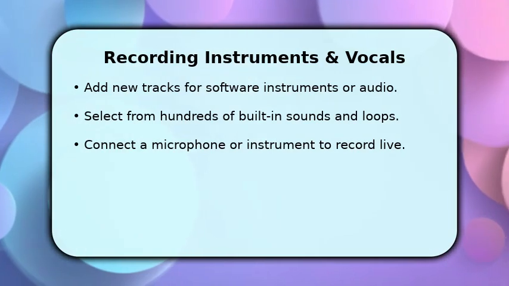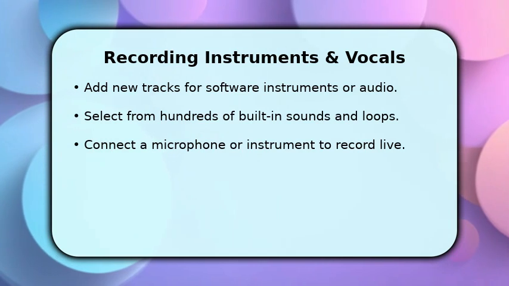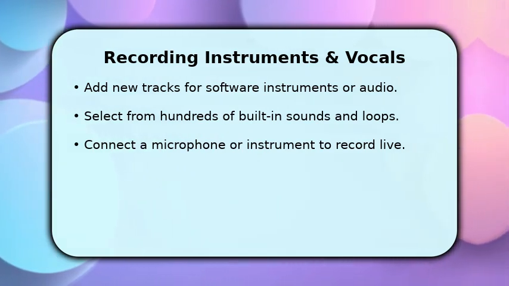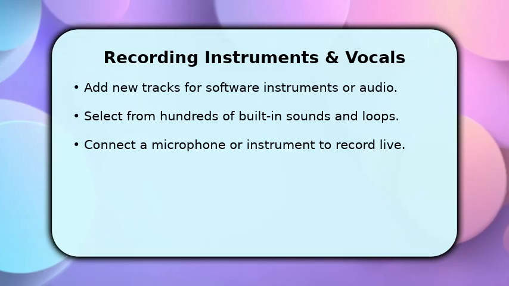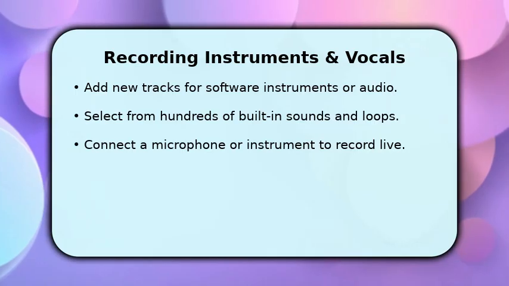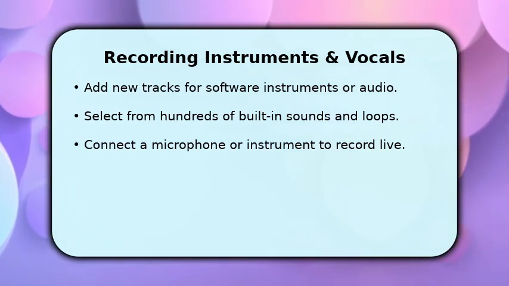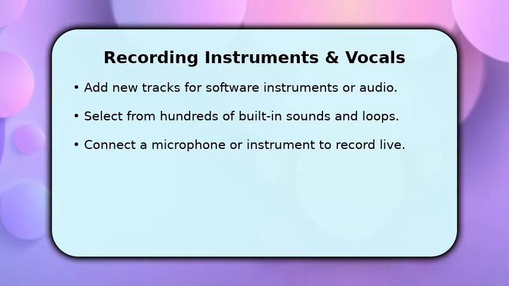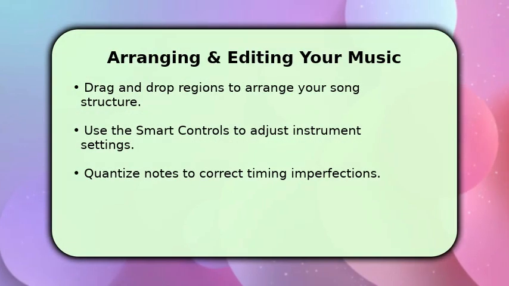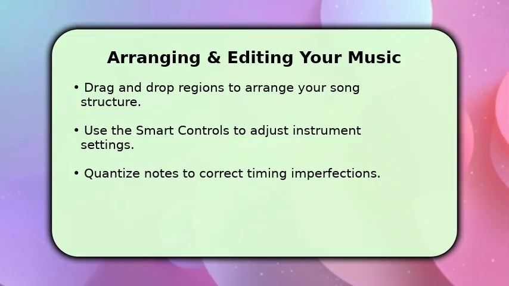Now, let's dive into recording. To add a new track, simply click the plus icon. You can choose between a software instrument, like a piano or drum kit, or an audio track for vocals or live instruments. GarageBand offers hundreds of built-in sounds and loops to get you started. If you have a microphone or an electric guitar, connect it to your device and select the audio input to record your performance directly.